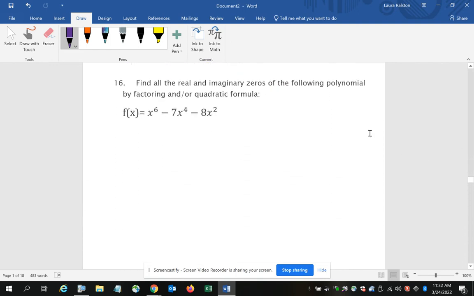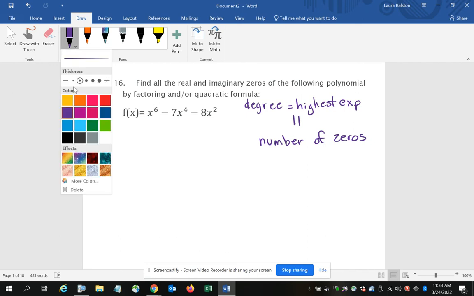Question 16 says to find all the real and imaginary zeros of the following polynomial by factoring and/or the quadratic formula. One thing you might need to know here is how many zeros you are looking for. Remember that your degree, which is the highest exponent, equals the number of zeros. I notice that my highest exponent is 6, so I should have, when I'm done, 6 zeros.